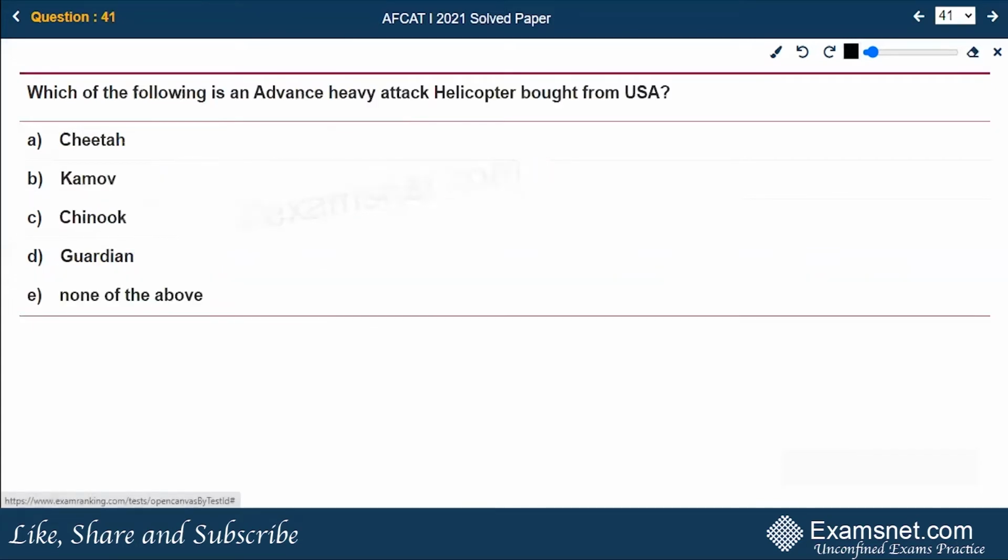Next, question number 41. Which of the following is an advanced heavy attack helicopter bought from USA? Is it Cheetah, Kamov, Chinook, Guardian, or none of these? The answer is none of these. None of these is the advanced heavy attack helicopter which is bought from USA.